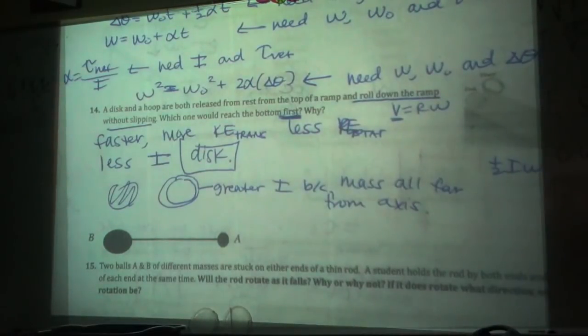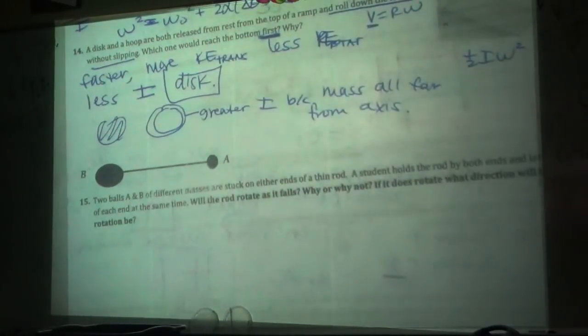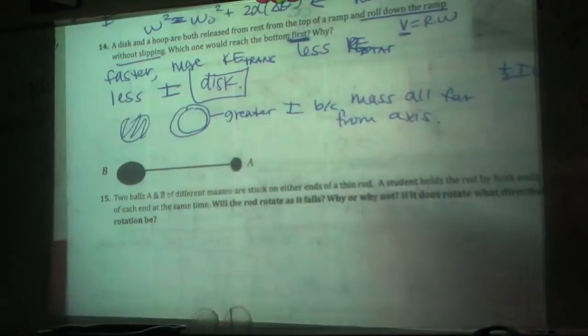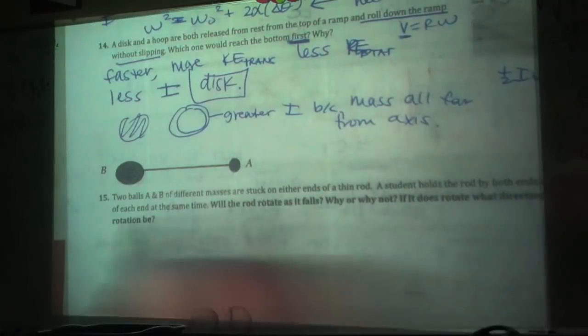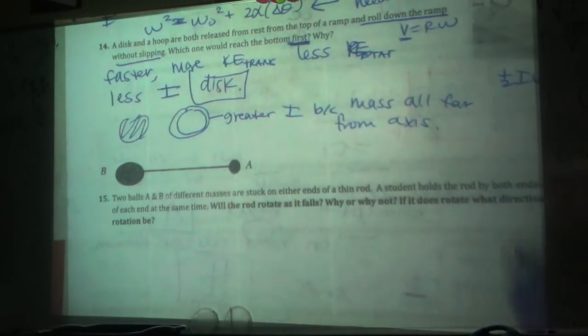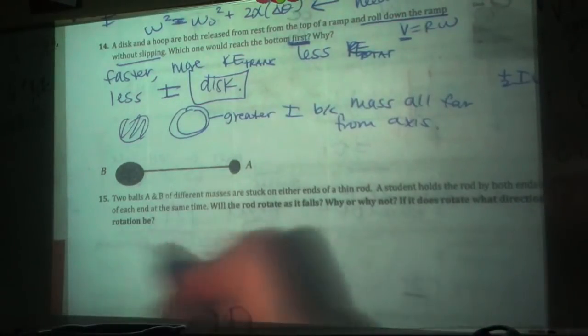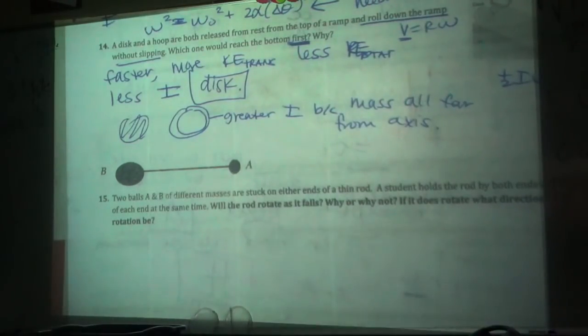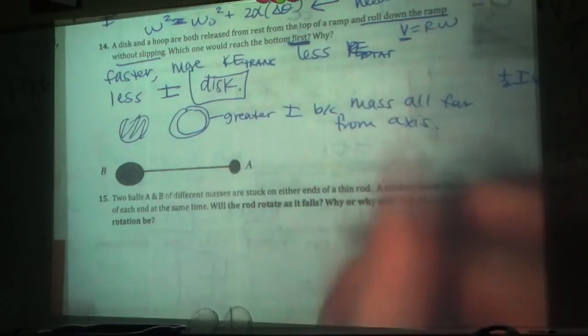Right, number 15, so two balls A and B of different masses are stuck on either ends of a thin rod. A student holds the rod by both ends and lets go at the same time. Will it rotate as it falls? Why or why not? If it does rotate, what direction will the rotation be? So we should hopefully have time for this; I'm sure I have showed you this in class, and you know that it will not rotate as it falls.